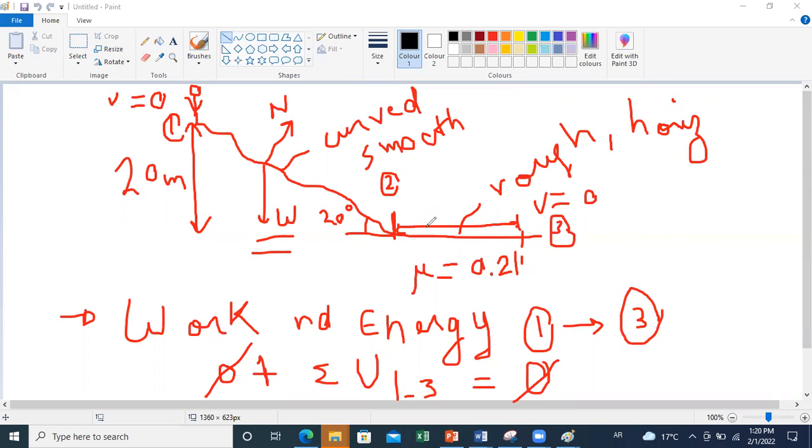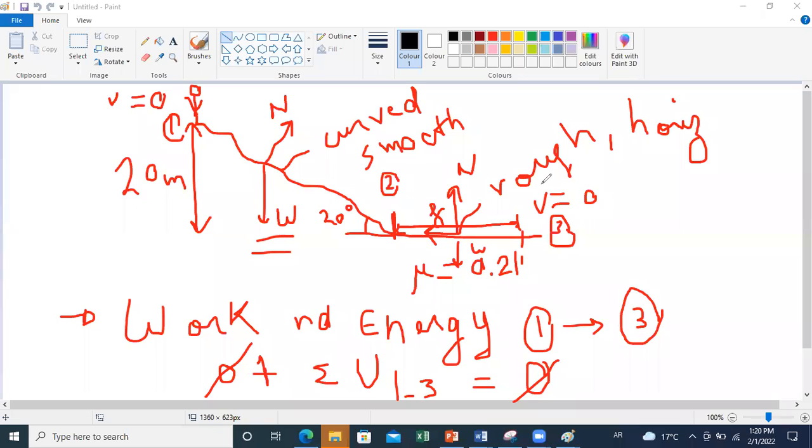Will it do any work from 2 to 3? No, because from 2 to 3 if you draw the free body diagram you have the normal and the weight, and both now are perpendicular to motion. They will not produce work, so you have the friction. The friction force from 2 to 3 will do a negative work. It will oppose motion, while from 1 to 2 the weight will do a positive work because we go down. Okay, so in total we can write that.